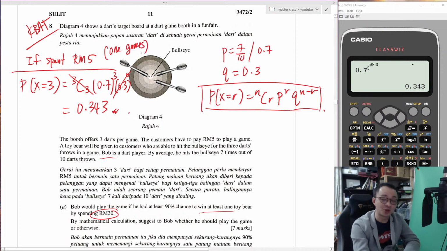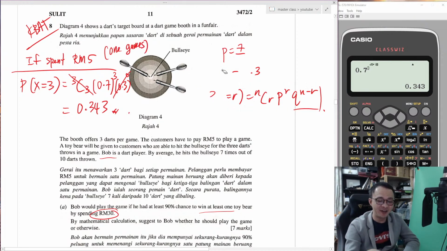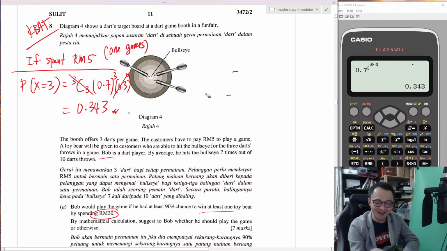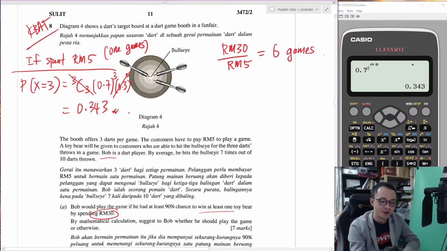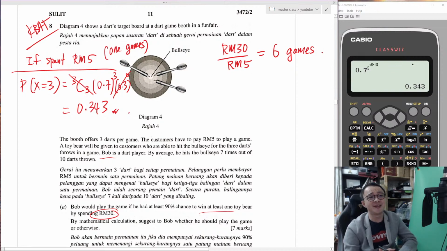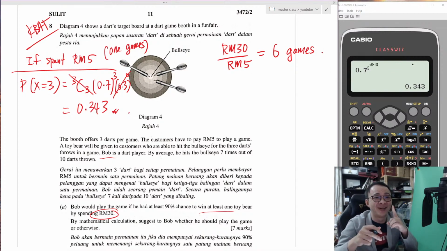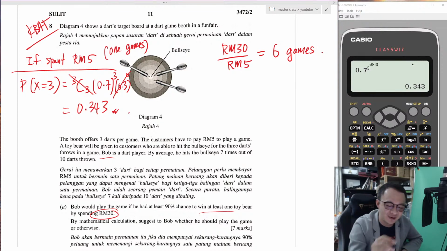Because one game he can throw 3 times. So if he spends 30 ringgit, how many games can he play? Then I can just use 30 divided by 5. So he can actually play 6 games. So right now, what I want to calculate is, within these 6 games, can he win at least 1 bear or not? Okay, let's try to do it.